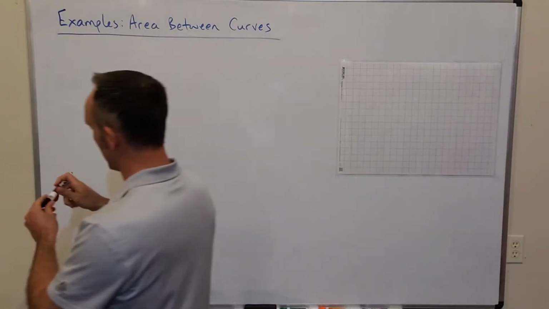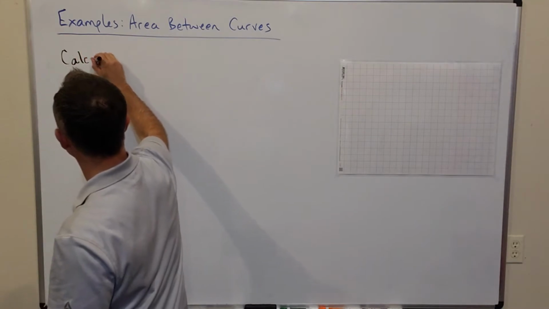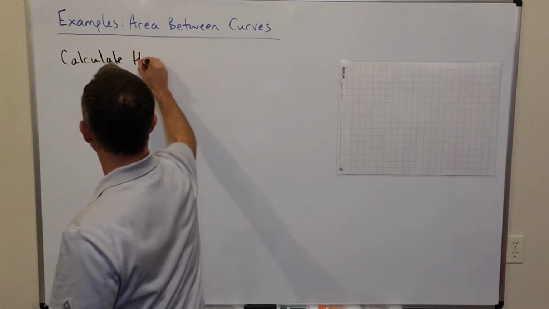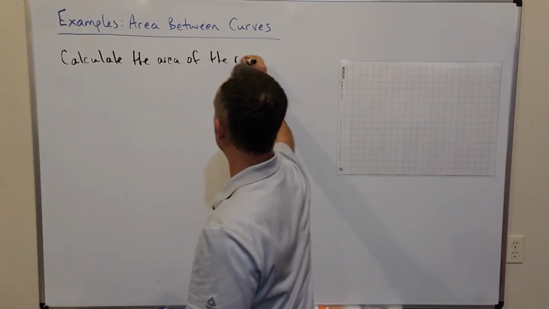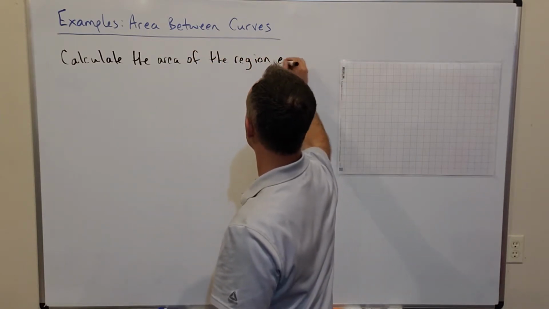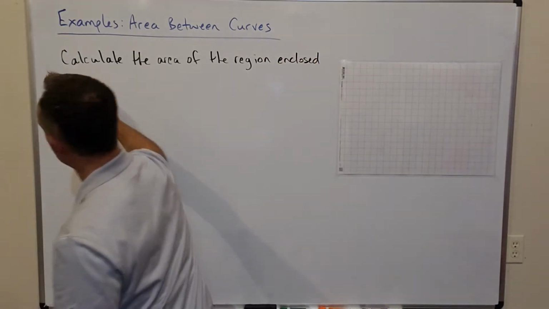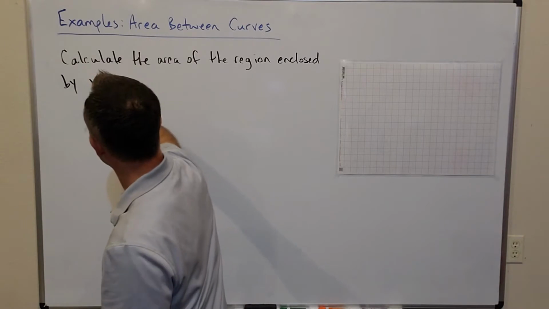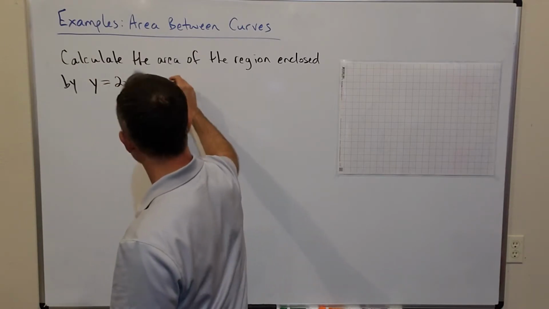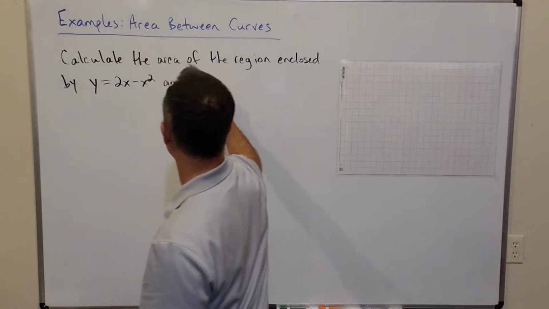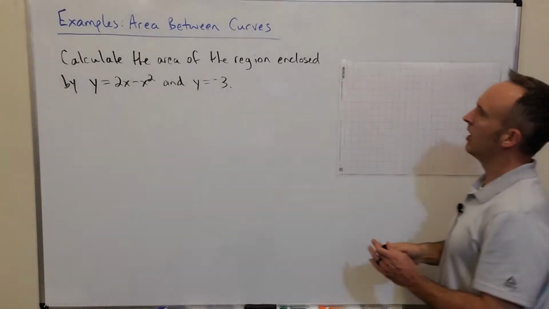So the first example we'll look at is: calculate the area of the region enclosed by two curves. The first is y equals 2x minus x squared, and the second one is y equals -3.